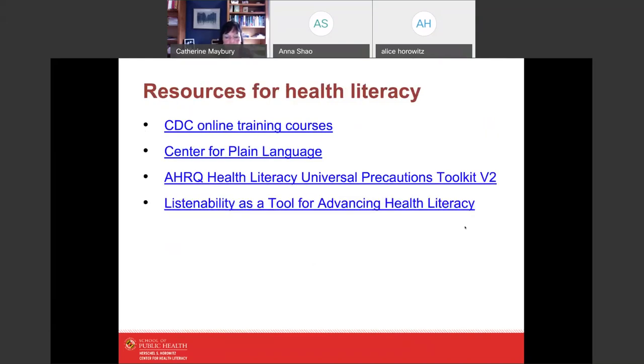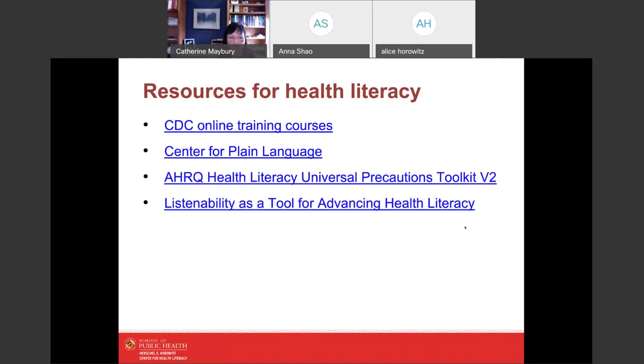And then some resources for you to consider as you create oral communications. CDC, the Centers for Disease Control and Prevention, has online training courses in health literacy and plain language for public health professionals, and they're free. The Center for Plain Language website has language, information, templates, and tools that you can use as you try to craft messages using plain language.